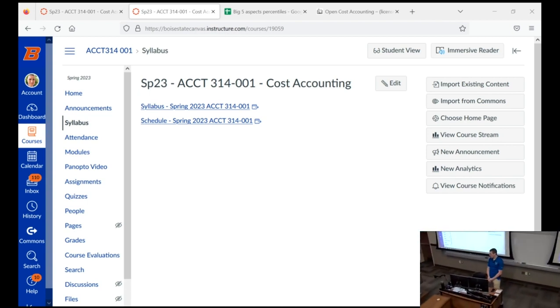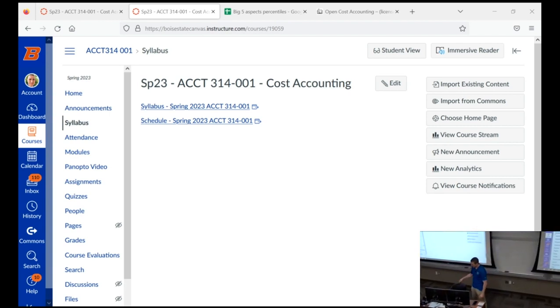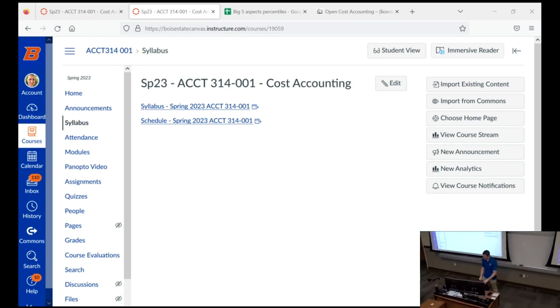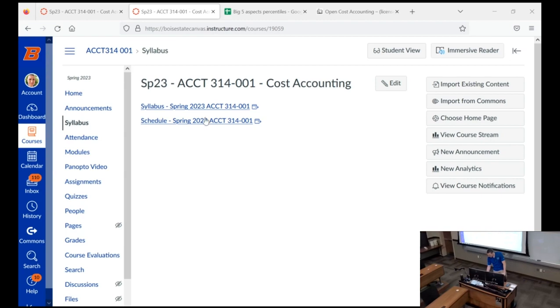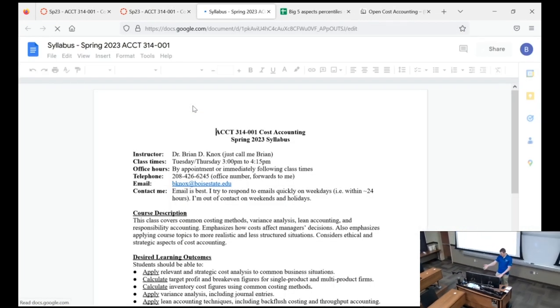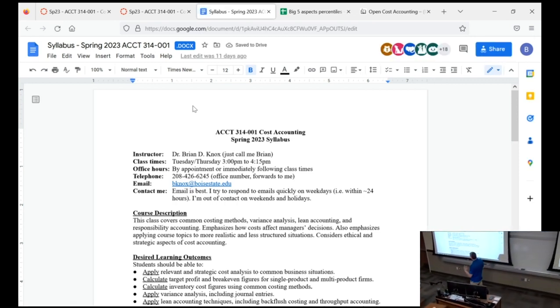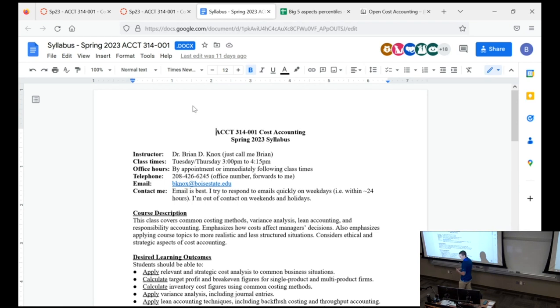Welcome to Accounting 314, Cost Accounting. Let's go through the syllabus and schedule real quick, and I'll talk about myself a little bit, and then we'll go right into the material. So we have a Google Doc and a Google Sheet for the syllabus and the schedule, so if I have to make updates and changes, they'll be easy to make.